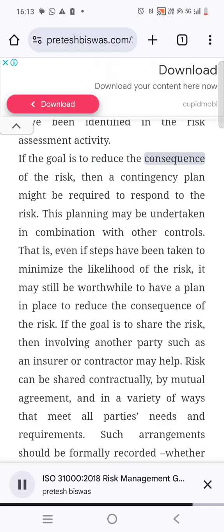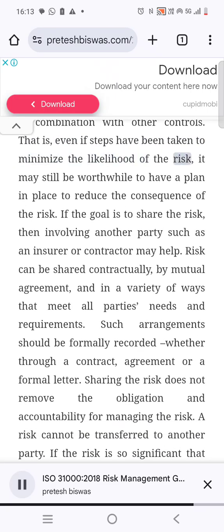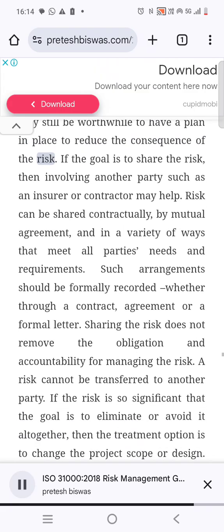If the goal is to reduce the consequence of the risk, then a contingency plan might be required to respond to the risk. This planning may be undertaken in combination with other controls. That is, even if steps have been taken to minimize the likelihood of the risk, it may still be worthwhile to have a plan in place to reduce the consequence of the risk.